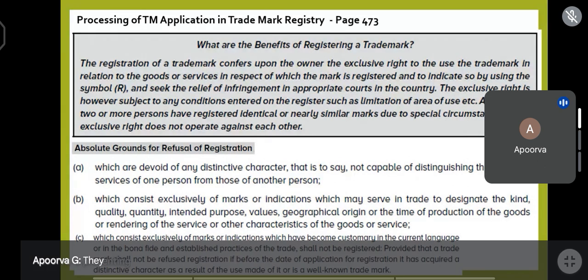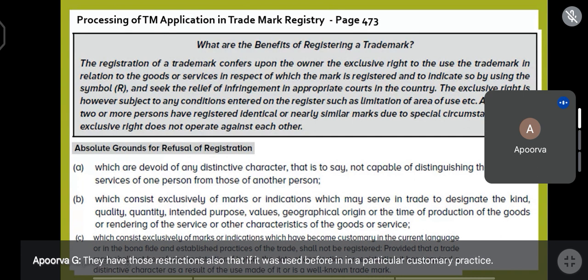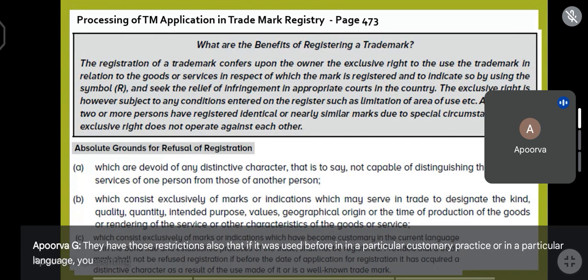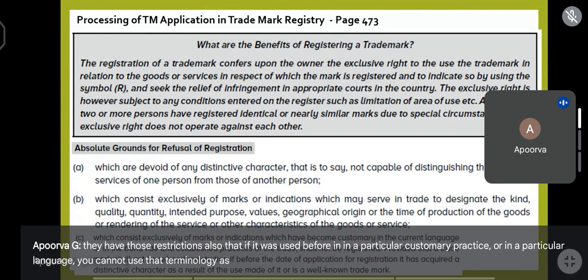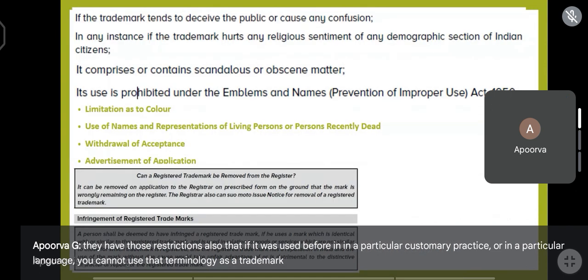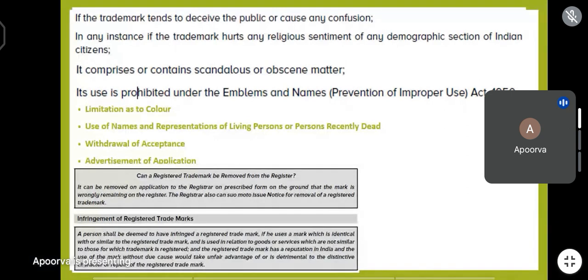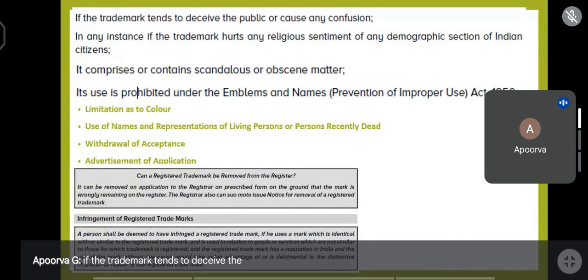They have those restrictions also, that if it was used before in a particular customary practice or in a particular language, you cannot use that terminology as a trademark. If the trademark tends to deceive the public or causes any confusion, as I said, Apple will cause confusion, so you cannot register it.